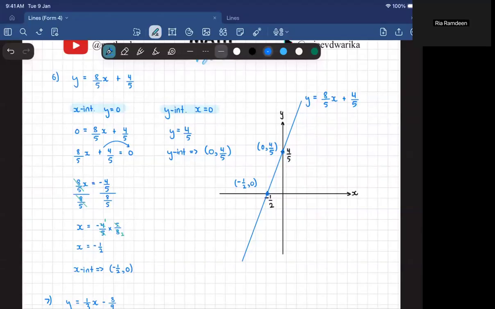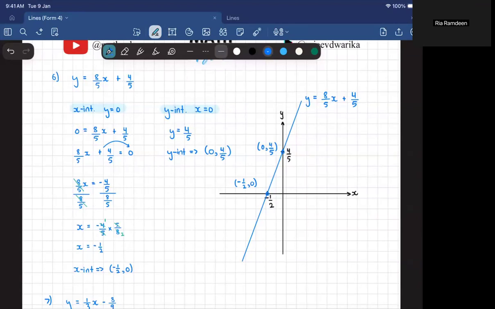Start off with this. If you want to sketch a line, how many points do you need? Well, if we want to sketch a line, we need two points, because that's the most we need. We have to find the y-intercept in the equation as well as the x-intercept.